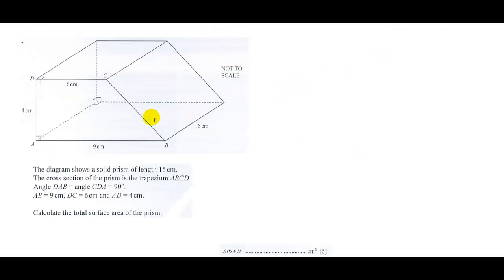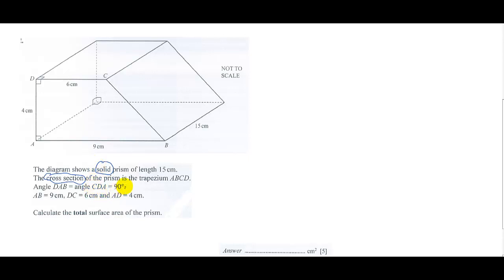This is the second question on prism. The diagram shows a solid prism. It is a solid, please remember this. This word is very important. Solid prism, and it has length 15 centimeter. The cross section is called the base of the prism.